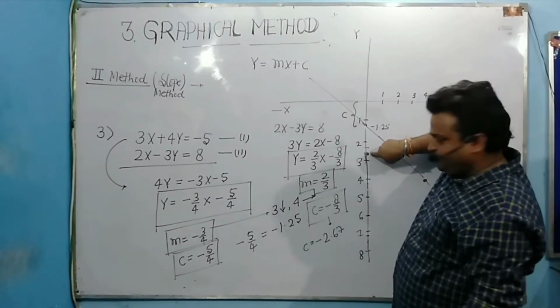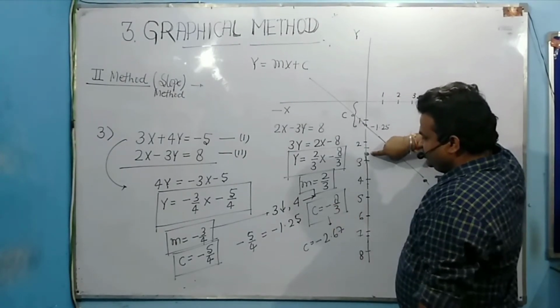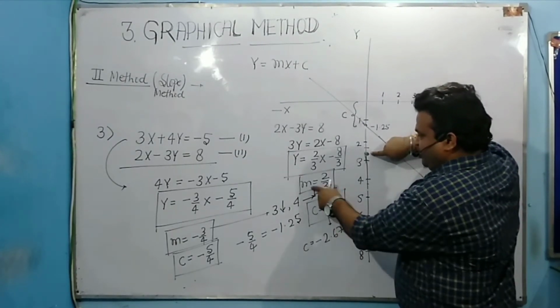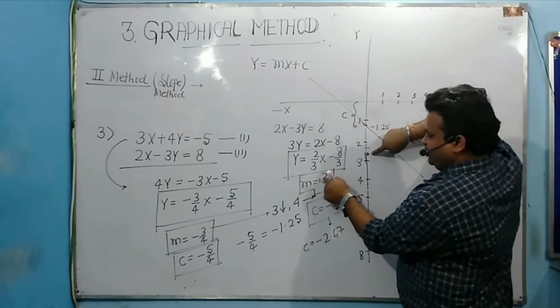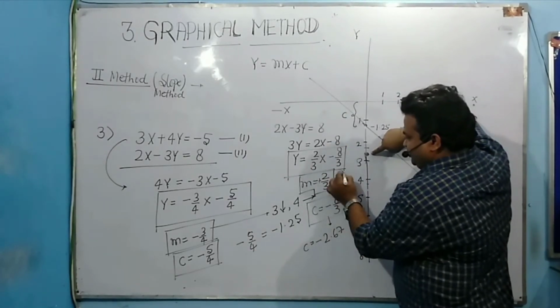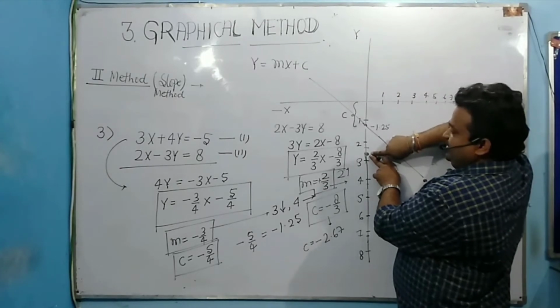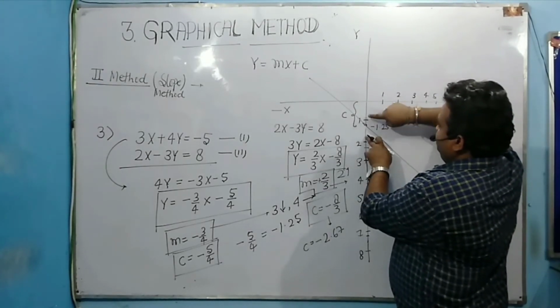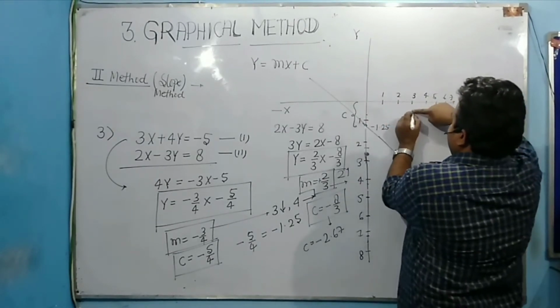2.67, somewhere at this point. Now, this is minus 2.67, but now this m is positive. That means 2 steps upward. This 2 represents 2 steps in the upward direction, positive sign upward. So, 2 steps upward and 3 steps rightward. So, from here, 2 steps upward. 1, 2. 2 steps upward and 3 steps rightward. 1, 2, 3. So, this will be my point.